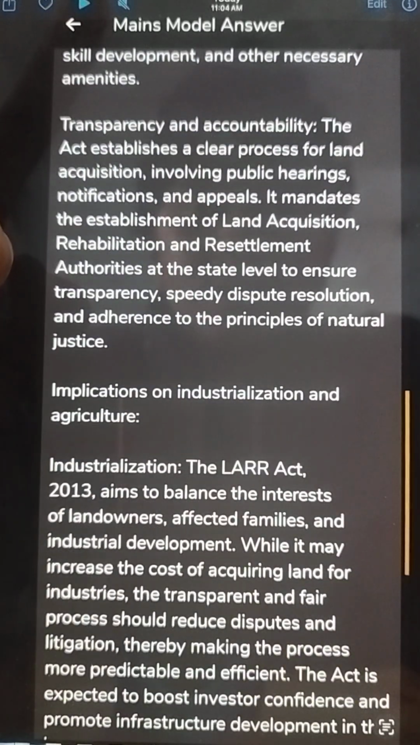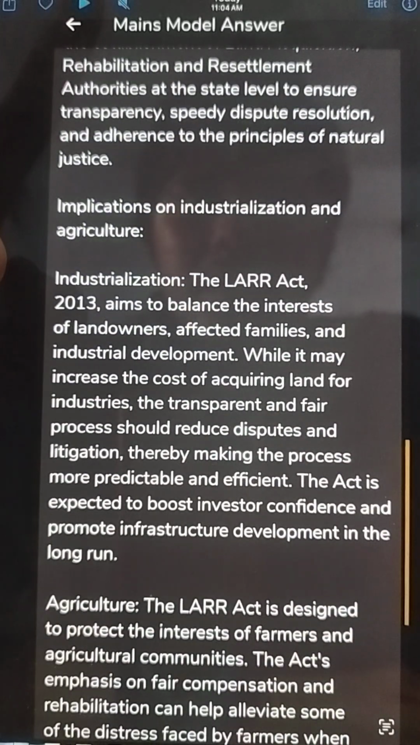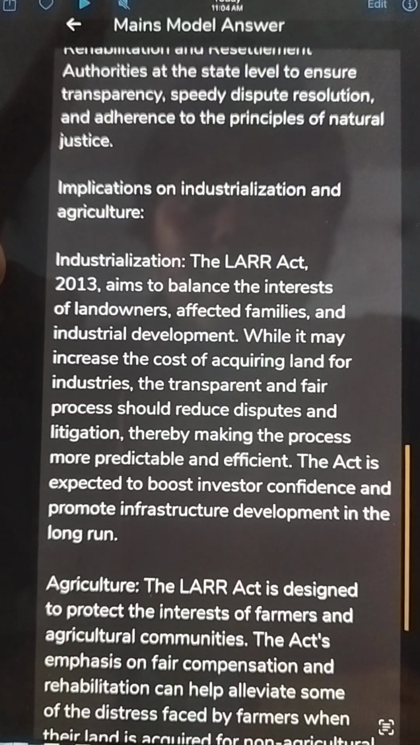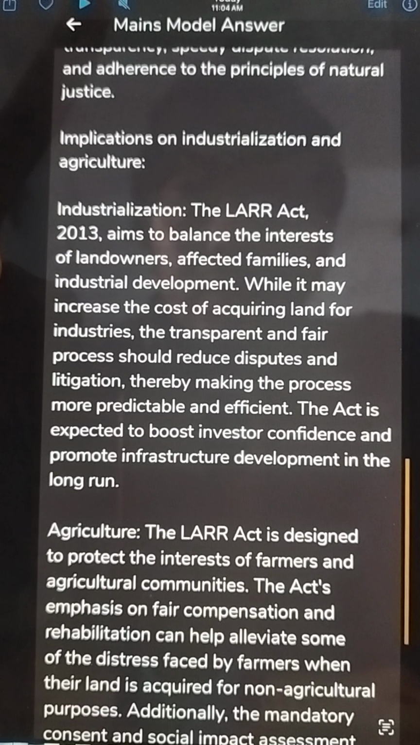And implications on industrialization and agriculture. Industrialization and the LAR Act: the Act aims to balance the interests of landowners, affected families, and industrial development. While it may increase the cost of acquiring land for industries, the transparent and fair process should reduce disputes and litigation, thereby making the process more predictable and efficient. The Act is expected to boost investor confidence and promote infrastructure development in the long run. Then comes agriculture.